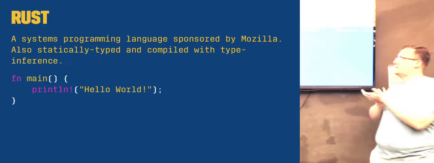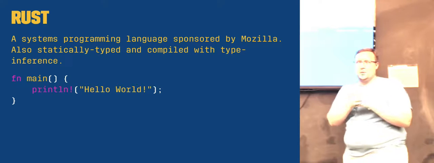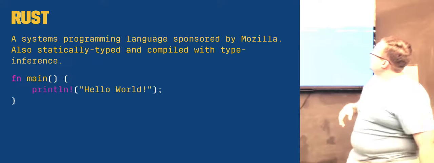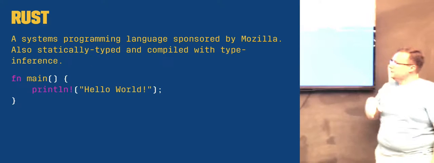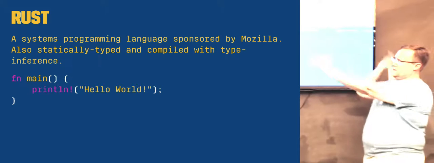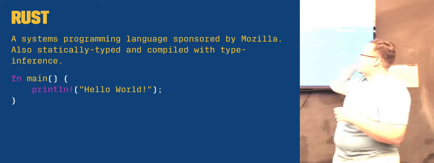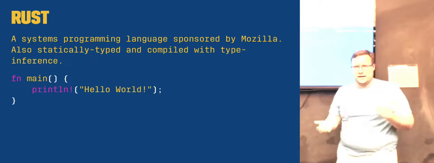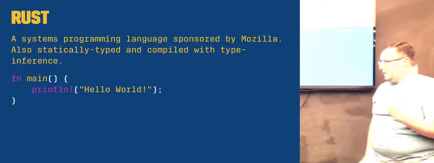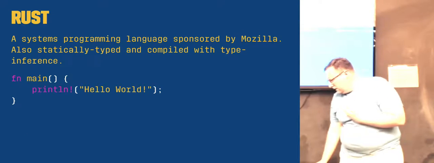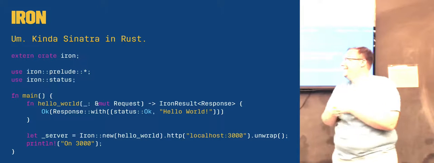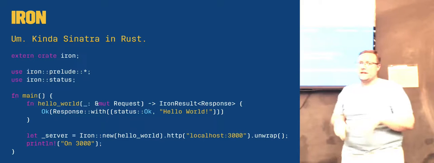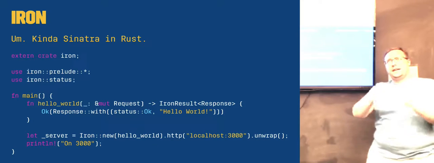The other one I got pretty far in is Rust. So Rust is a systems programming language. It's not really intended to do web stuff, but people have bent it to do that because that's what we do. Sponsored by Mozilla, of all people. All three of these languages are kind of similar in that they're statically typed, compiled, and they do type inference, so you don't have to declare the types of anything ahead of time. There's good old hello world. And then Iron is kind of Sinatra in Rust. Actually, that's one of the things I did, was I picked a language and then I Googled Sinatra in that language.